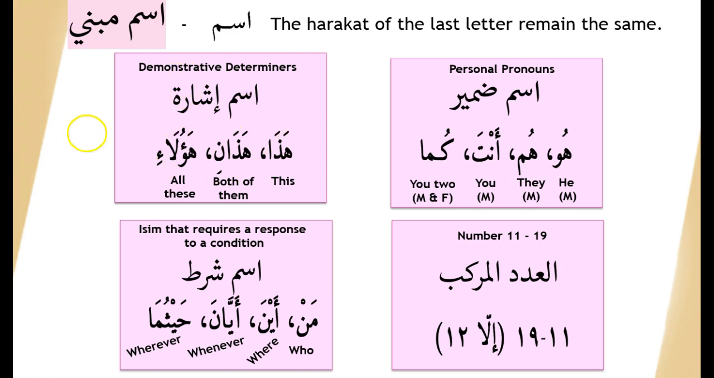Second one will be the ism syarat, which means a condition, like man, aina, ayna, haythuma. Wherever, whenever, where, and who. These are all the ism syarat. The third one will be the personal pronouns: huwa, hum, hiya, hunna, kuma, anta, antum.